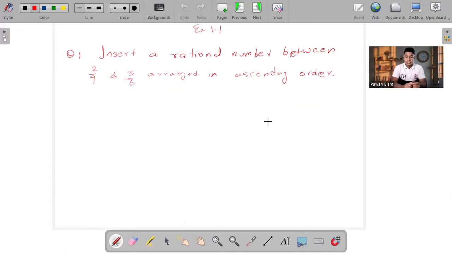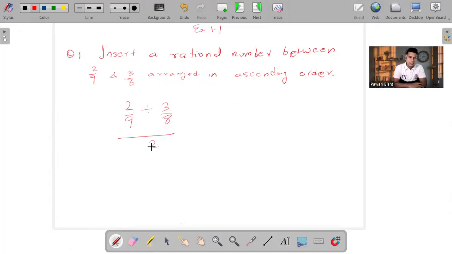There are two ways by which I can insert a rational number between two numbers. I will tell you both methods. Whichever method is suitable for you, you can use that. First method: whenever they say insert a number between two numbers, we add these numbers and then divide by 2.